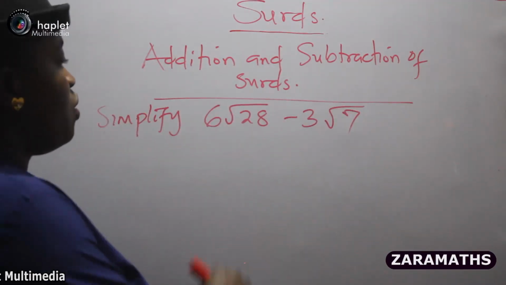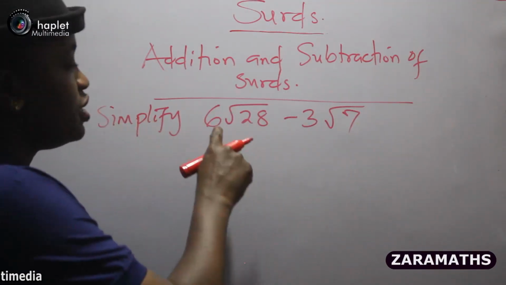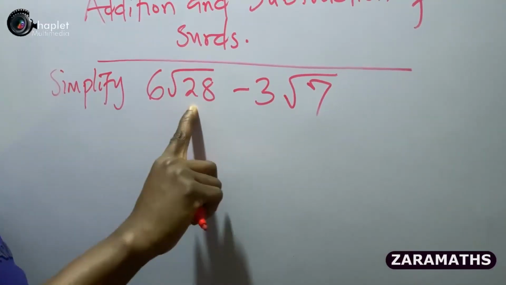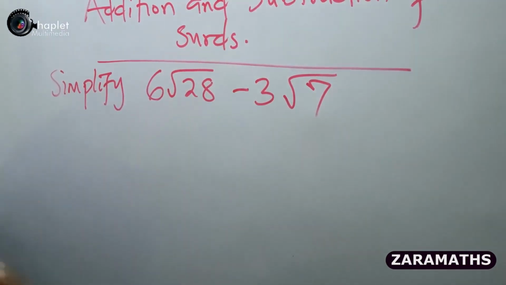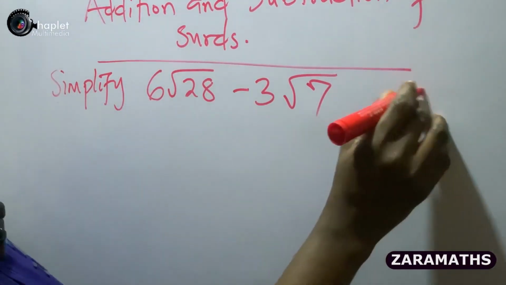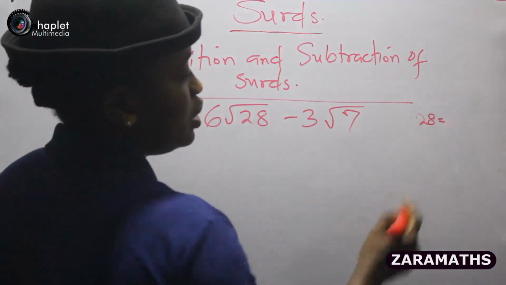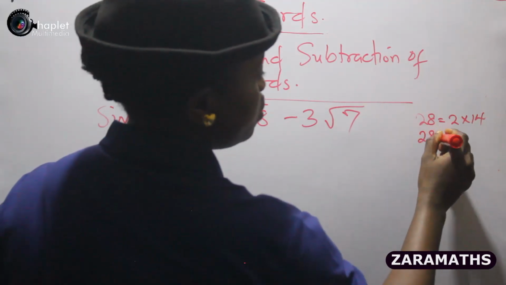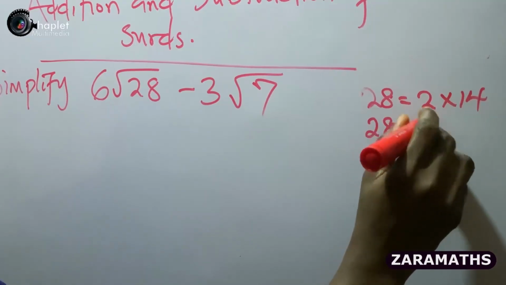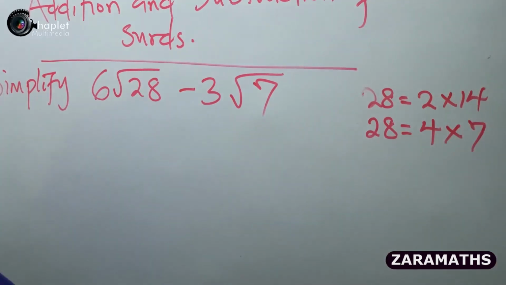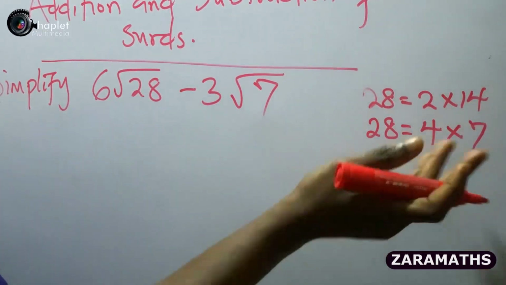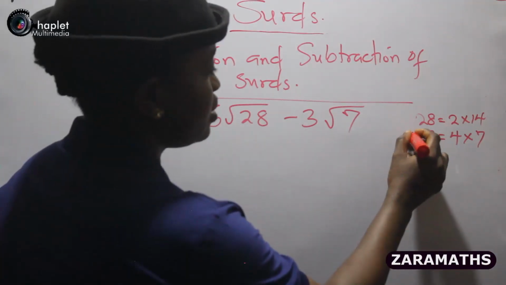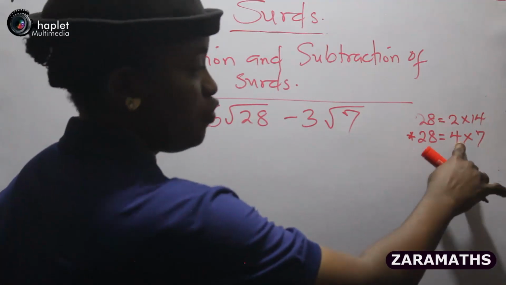Another example, we are asked to simplify 6 root 28 minus 3 root 7. This can be simplified further. 28, you can use any of the methods. Let's use the factor method or multiple method. In this case, this is 2 times 14. 28 is also 4 times 7, 7 times 4, 14 times 2. So in this case, you discover that this is having a perfect square, which is 4.